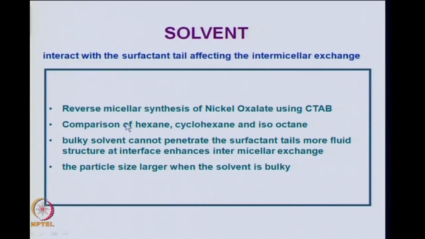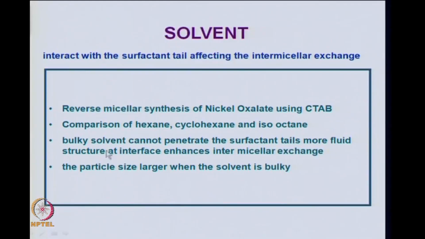Now, for example, you choose the system of the synthesis of nickel oxalate using a CTAB surfactant, and then we compare different solvents, different hydrocarbons: hexane, cyclohexane and isooctane. All these three are hydrophobic and will interact with the surfactant tail. Of course, the hydrophobicity will vary with the different kinds of solvent.